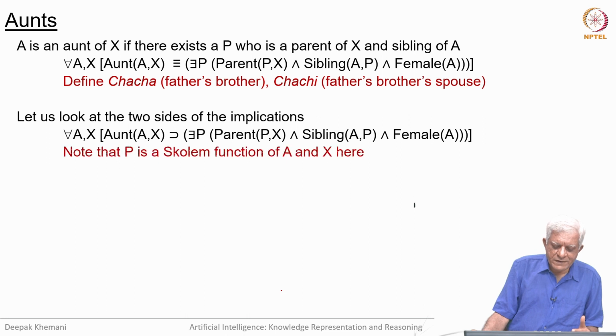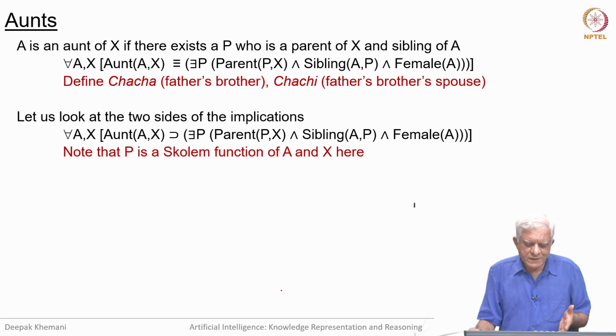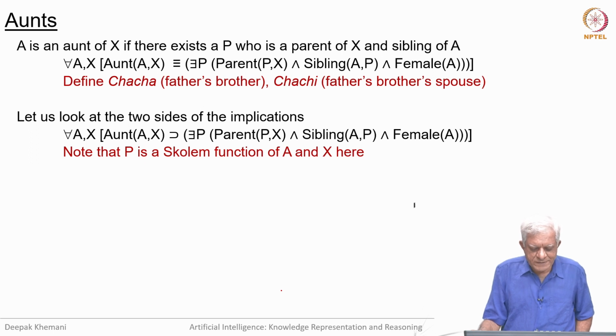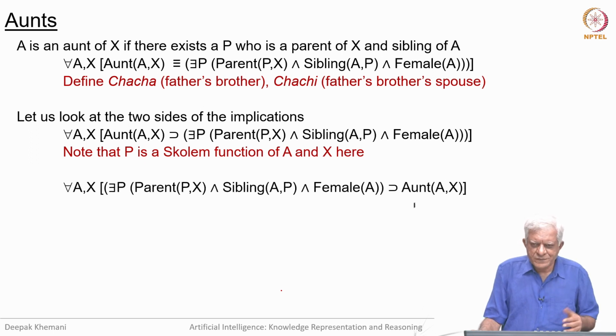If you go from left to right, then you are saying that if A is an aunt of x, then there exists a P such that P is a parent of x and P is a sibling of A and A is a female. You would now remember that here this P is a Skolem function. We are only defining a relation between A and x, and suddenly this P has come in between, and this P is of course related to A and x, and that is why it should be a Skolem function of both A and x, if you were to Skolemize it.